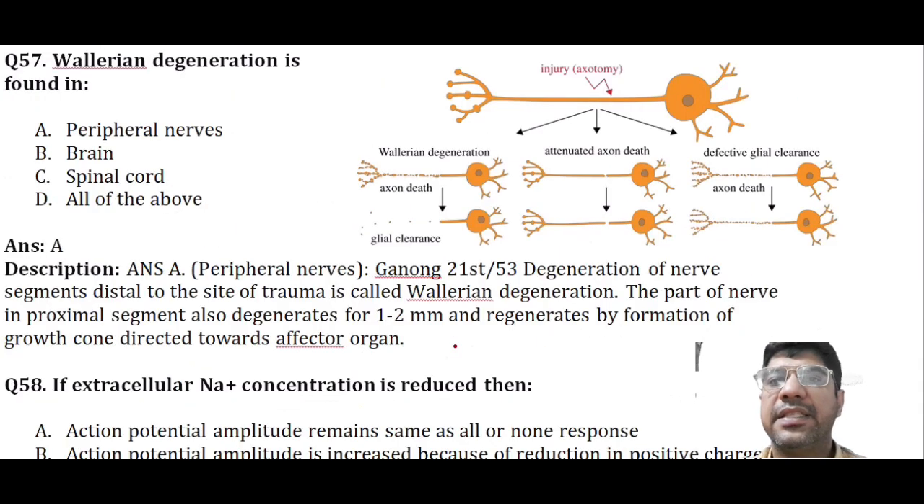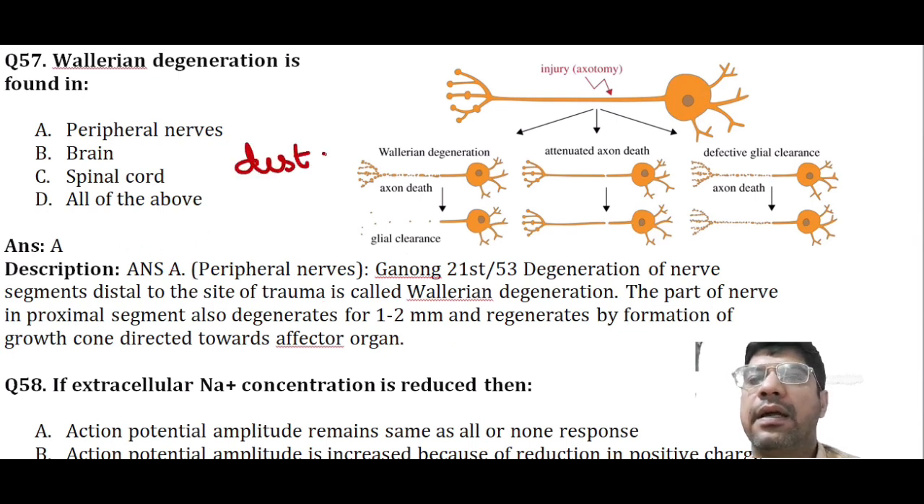Wallerian degeneration is found in the peripheral nerves. Wallerian degeneration refers to the degeneration of the nerve segment distal to the site of trauma.